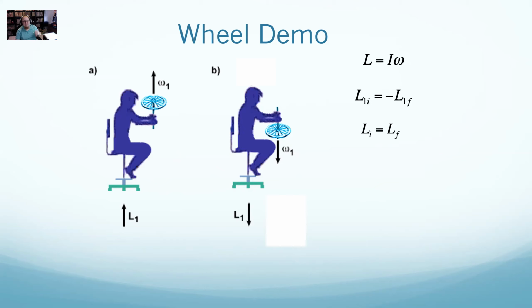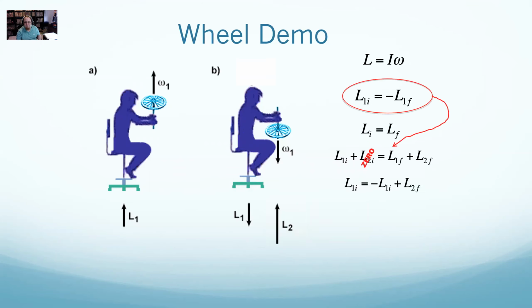Which means if my total angular momentum doesn't change and it goes from a positive value to a negative value, I have to add some new large positive value. I start spinning so that my total angular momentum is conserved. Keep in mind that my L1 final is just negative L1 initial. And that's why I spin.